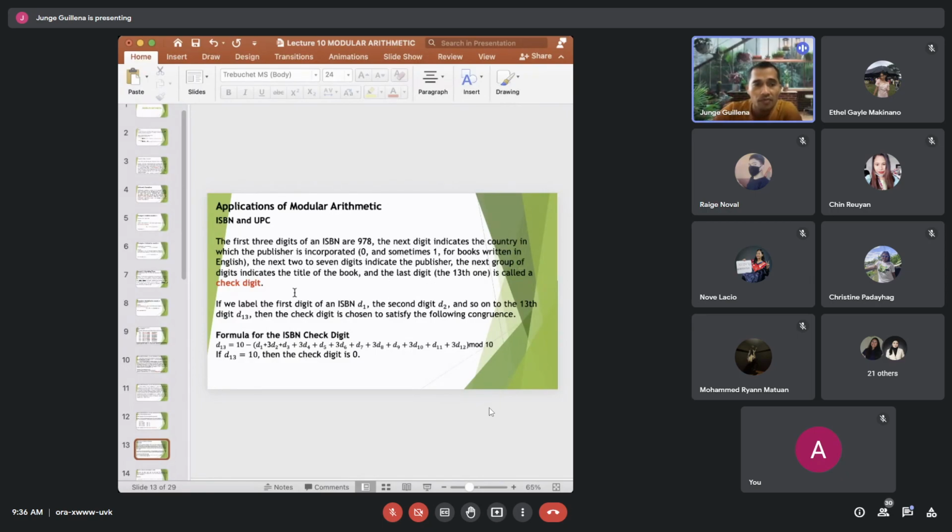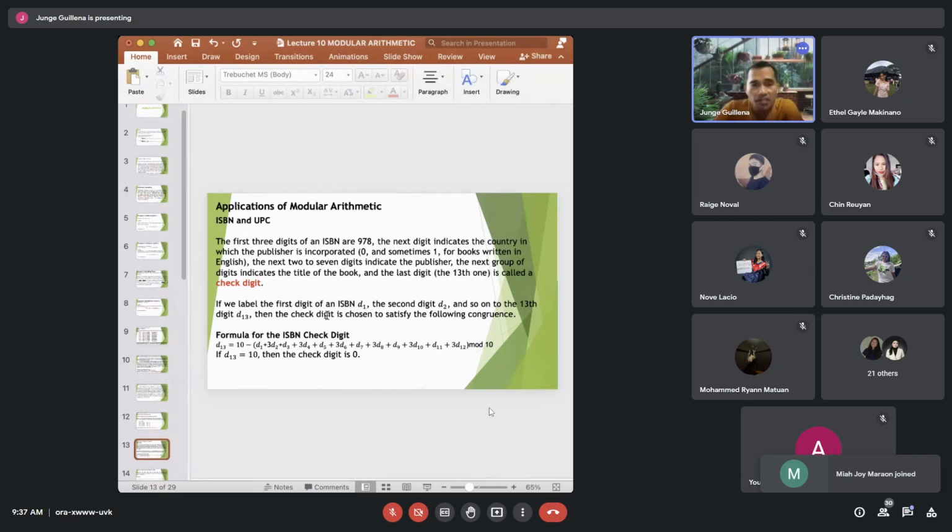And the next group of digits indicates the title of the book. The last digit, the 13th one, is the check digit. There are 13 digits, which is the standard for ISBN. Try to count the ISBN number that you can see at the back portion of your book. The 13th digit, the very last number, is known as the check digit.